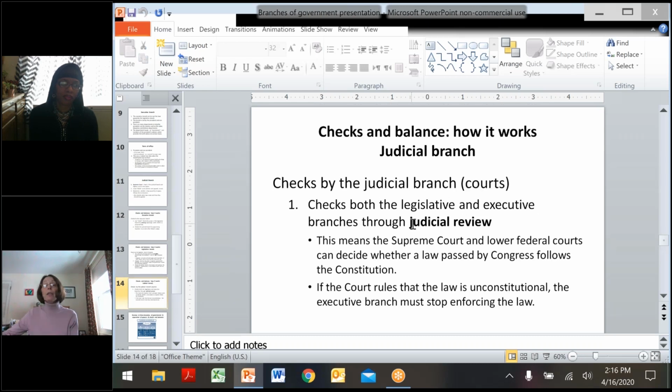Okay, finally, checks and balances for the judicial branch. Checks by the courts, the judicial branch courts, the same exact thing. They can limit the legislative and executive branches through what is called judicial review. This means the Supreme Court and other federal courts can decide whether a law passed by Congress follows the Constitution. You might have heard of that.